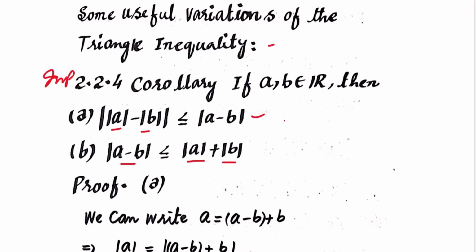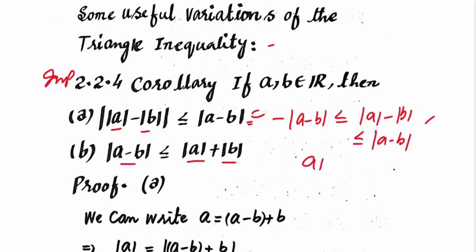So to prove these inequalities, we will use the triangle inequality. In order to prove the a part, if you expand this inequality, we have to show that minus the absolute value of a minus b is less than or equal to absolute a minus absolute b, which is less than or equal to the absolute value of a minus b. You can expand this by using this fact: the absolute value of a less than or equal to c implies minus c is less than or equal to a, which is less than or equal to c.